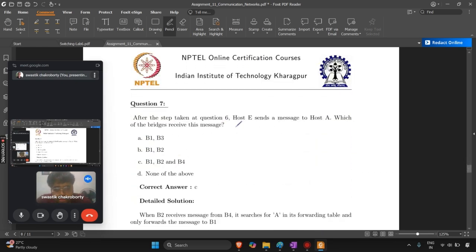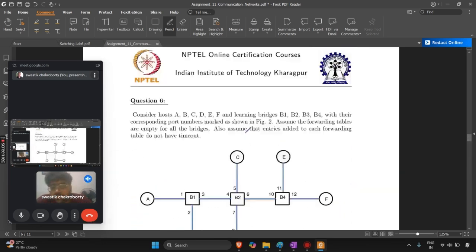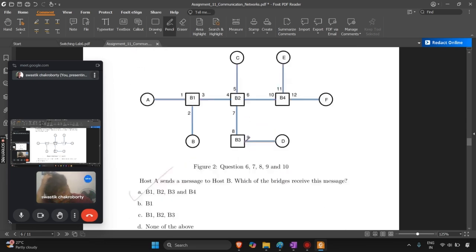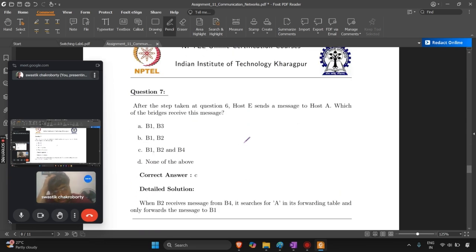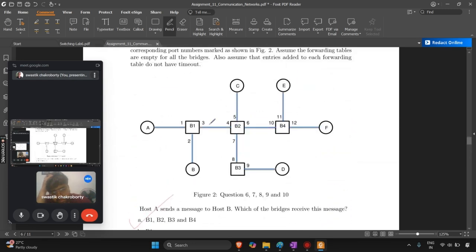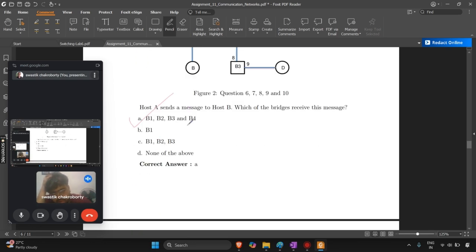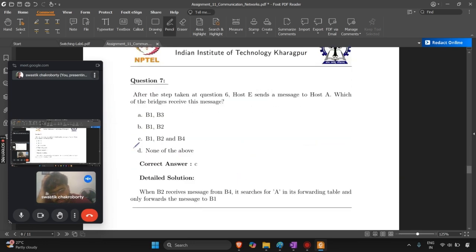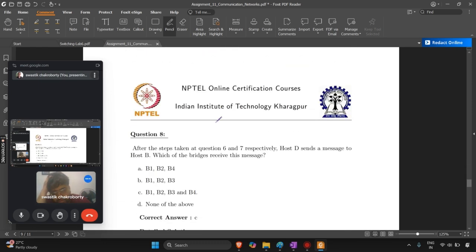Next, after the step taken at question 6, host E sends a message to host A. Which of the bridges received the message? Because the tables were empty, there was flooding, but once that has happened, there is now a forwarding table. Now host E sends a message to host A. So E will forward B4 to B2 to B1. B3 will no longer need to get the message. So it's B4, B2, B1, since we have a proper forwarding table.